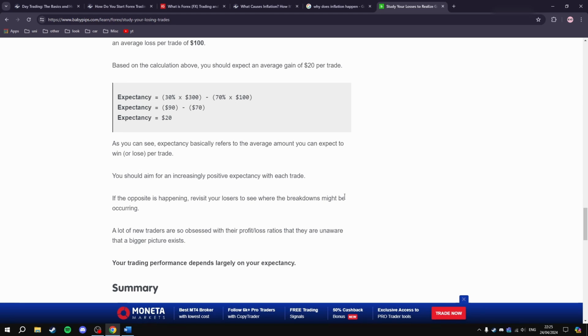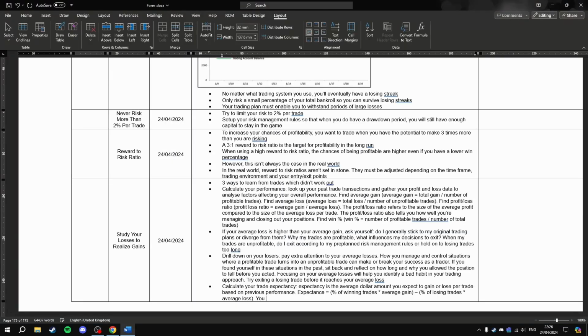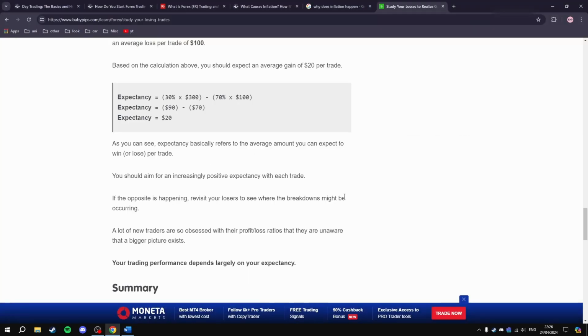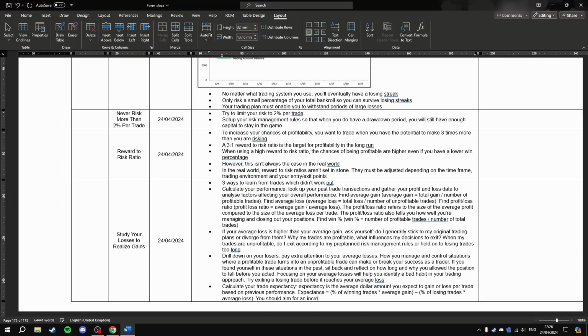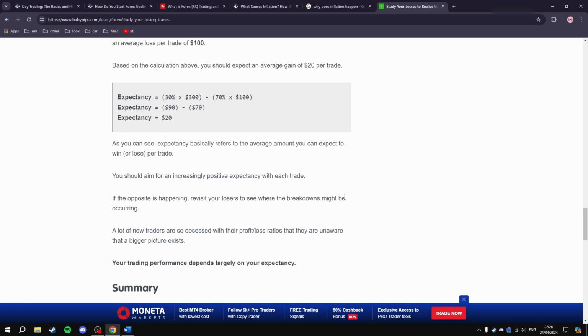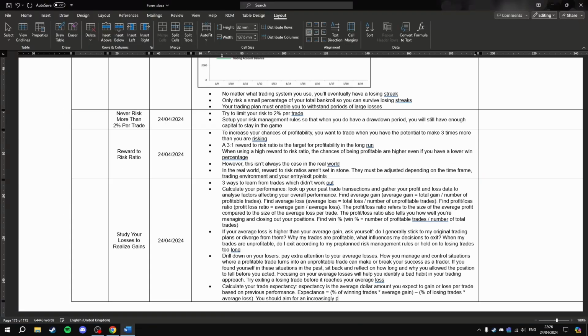As you can see, expectancy basically refers to the average amount you can expect to win or lose per trade. You should aim for an increasingly positive expectancy with each trade.